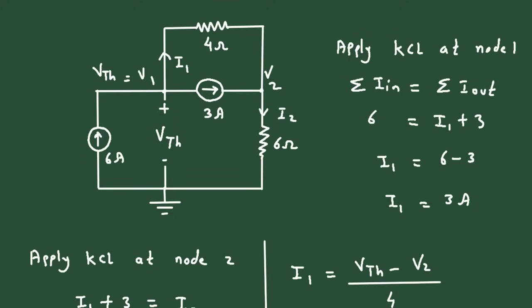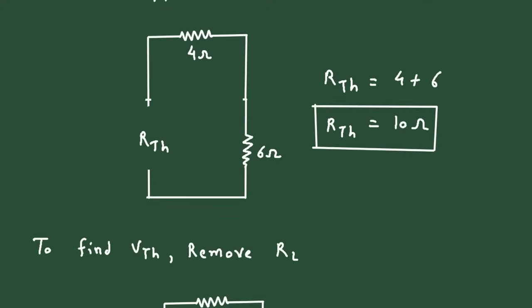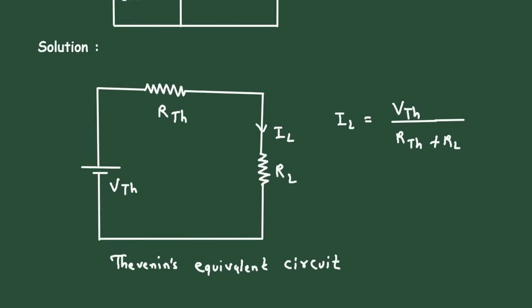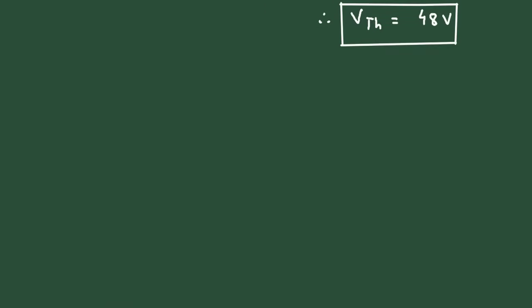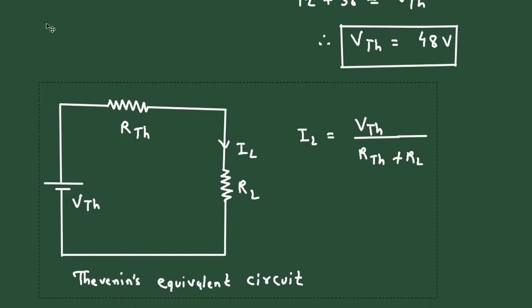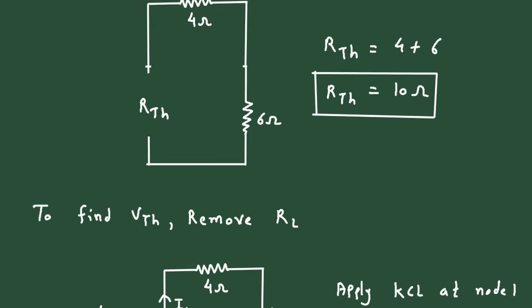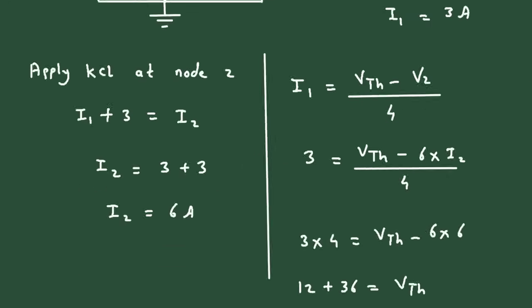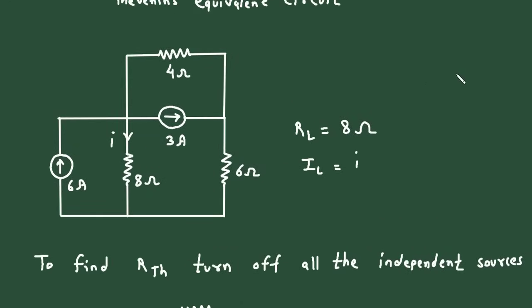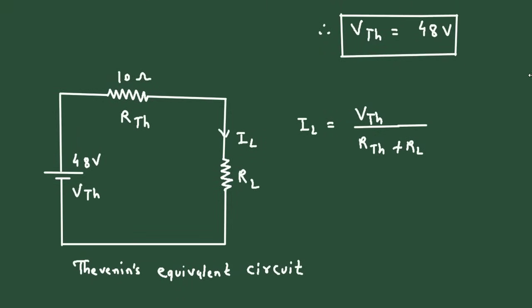Now we got the value of VTH, RTH and RL. We can draw the Thevenin equivalent circuit. So let's copy it from here and find the value of IL. The value of VTH is 48 volt, and the value of RTH is 10 ohm. So let's write 10 ohm, and the value of RL is 8 ohm.